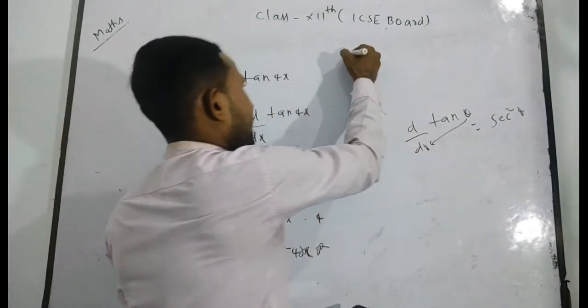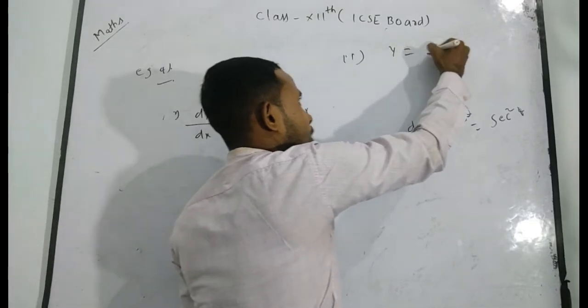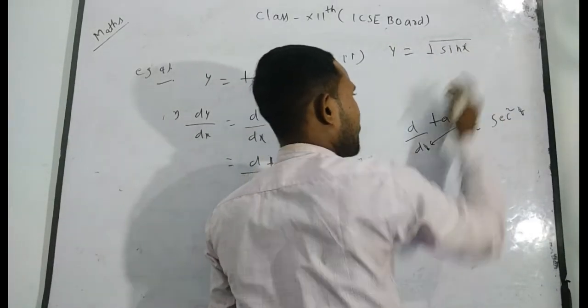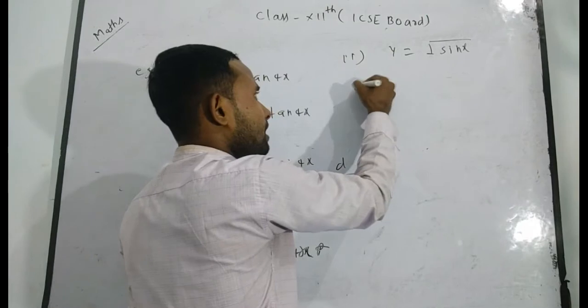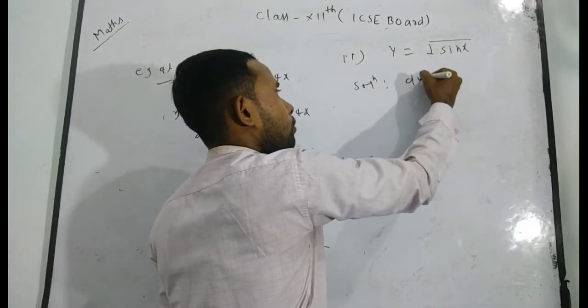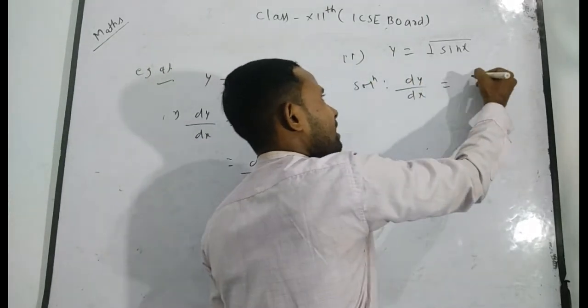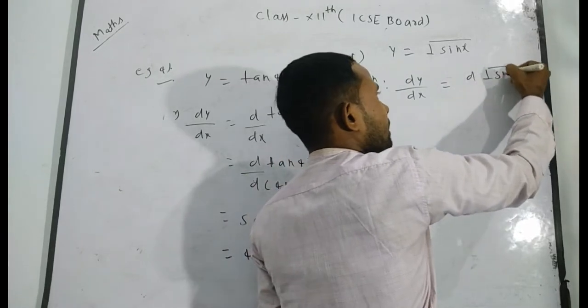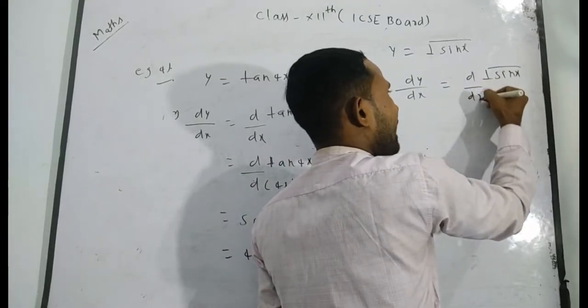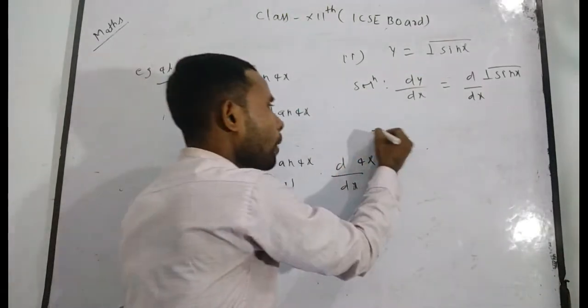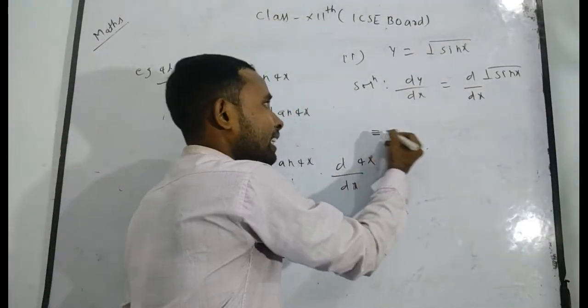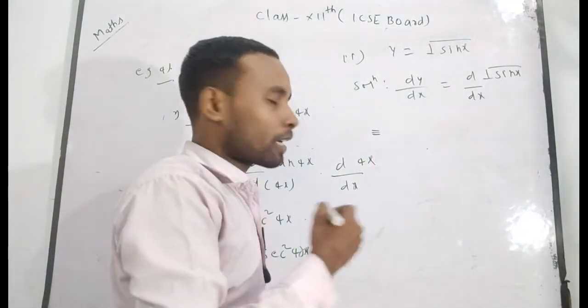Again take the second problem. Suppose that y is equal to root under sin x. How can you differentiate it? This is a very simple problem. Firstly, differentiate on both sides with respect to x. Can you write dy/dx is equal to d of root under sin x with respect to x? Yes. Now, can you differentiate root under sin x with respect to x directly? No.